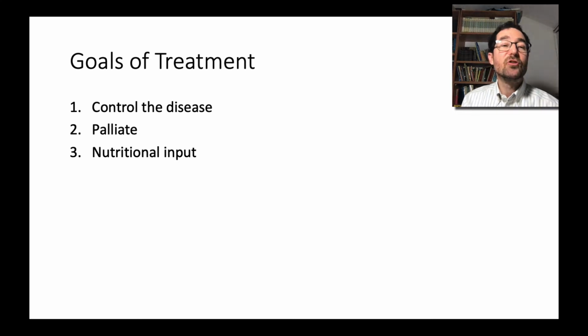So moving to treatment, what are the goals of treatment? Well, we want to control the disease, we want to palliate the patient, and also with these patients we need to think about their nutritional input. So one of those buzzwords in modern medicine is multidisciplinary care. It's true for all cancers, but especially for gastrointestinal cancers, and especially for esophageal cancers, you want the input of a dietitian to help you take care of these patients.